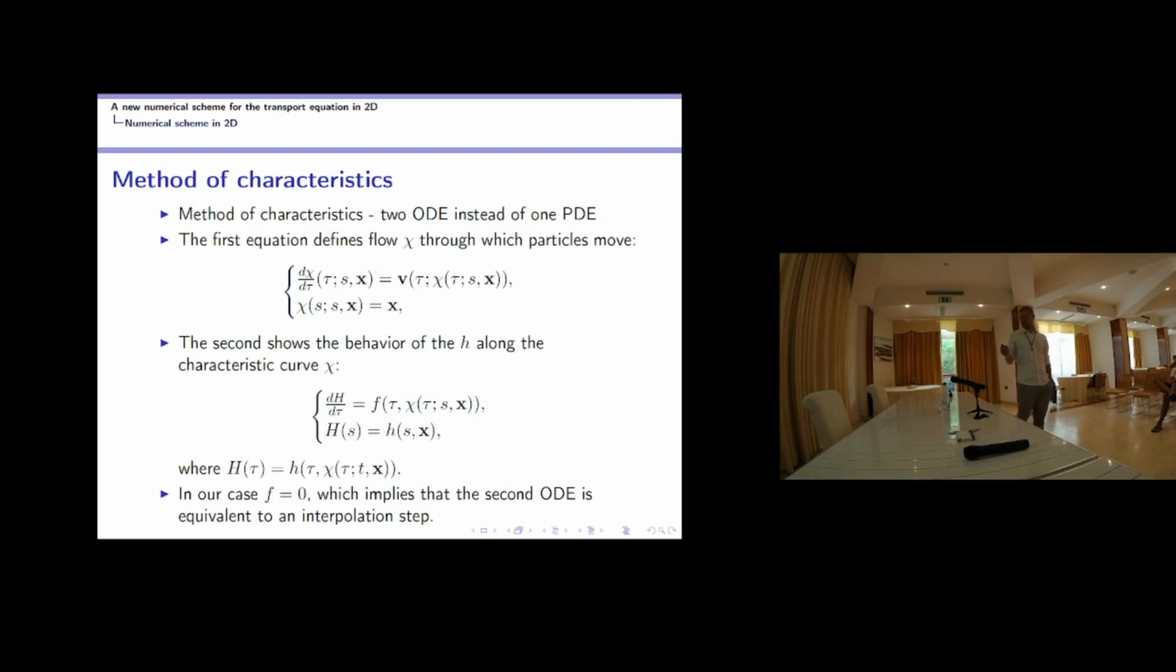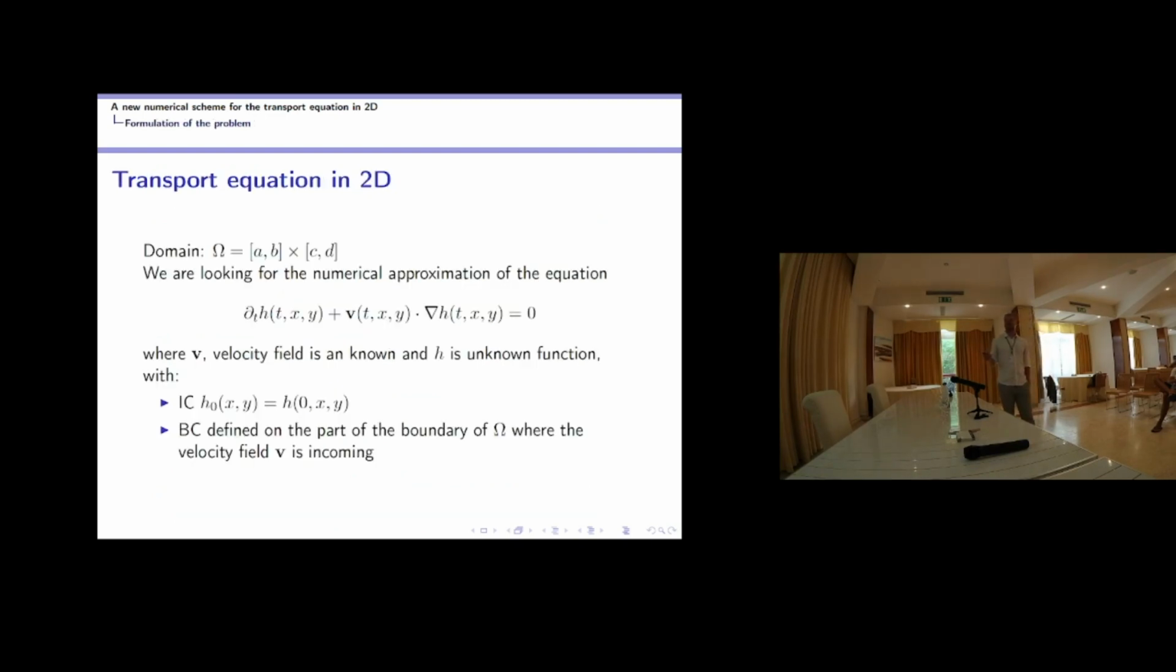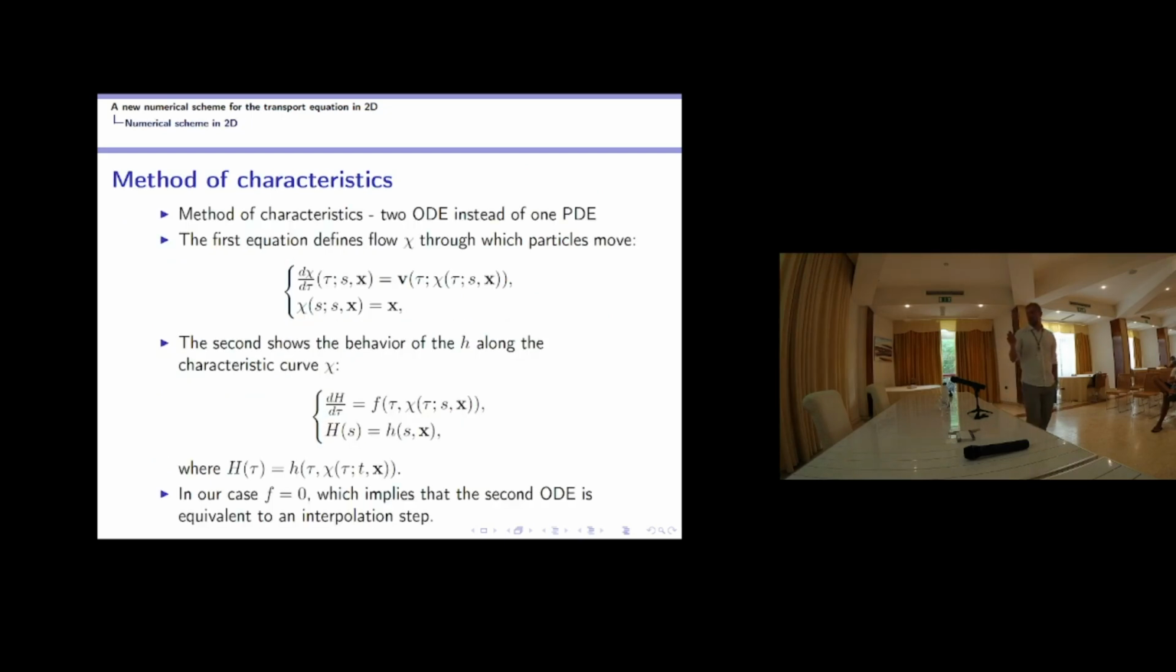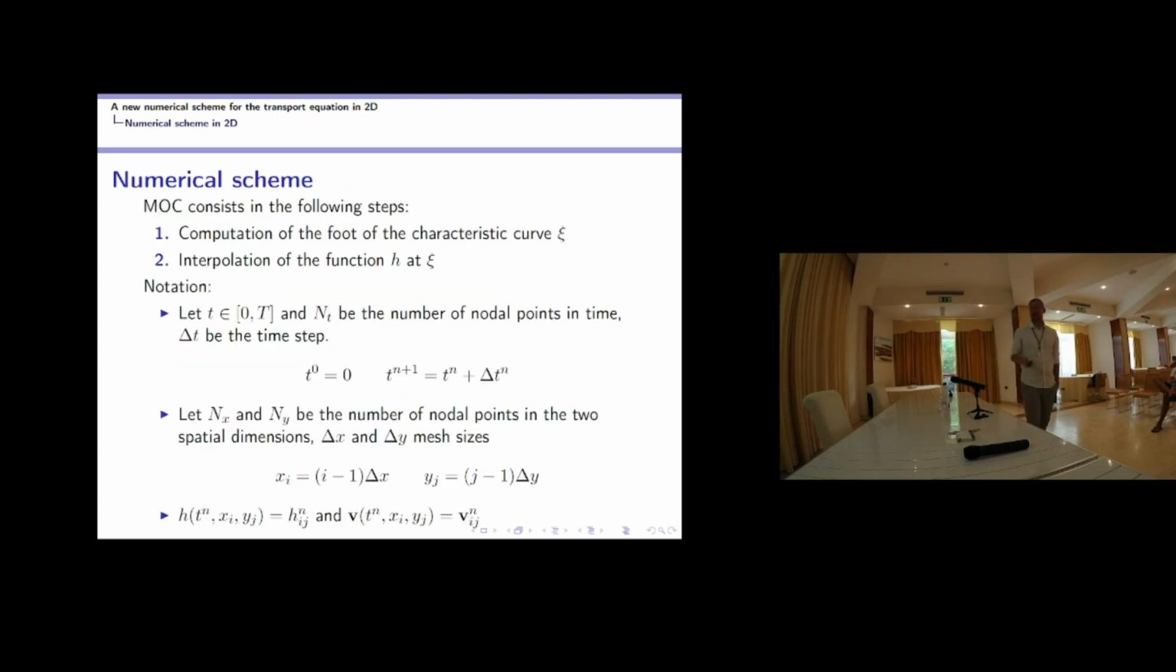In our case, you see that on the right-hand side we have 0. So in our second equation here, f is equal to 0, and in this case this second ODE is equivalent to an interpolation step. So what are the steps in our numerical scheme? MOC consists of these 2 steps. The first one is computation of the foot of the characteristic curve, and this is related to the first ODE. And the second step is interpolation, and that's related to the second ODE.